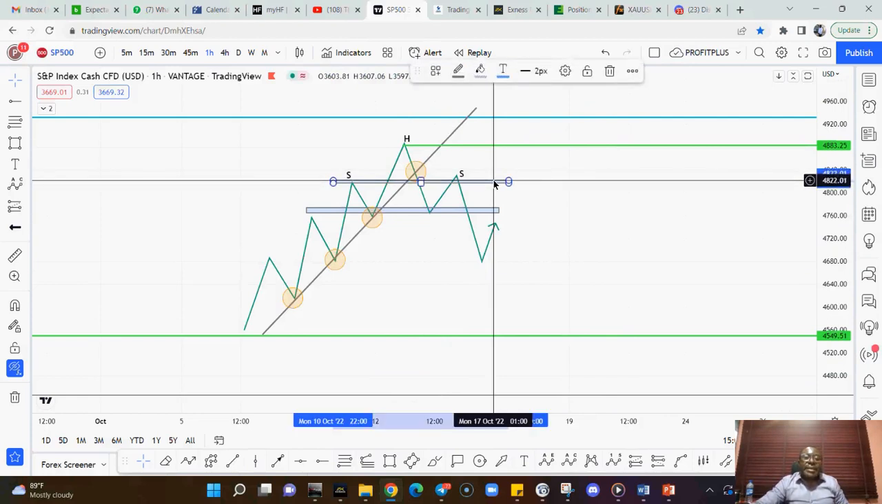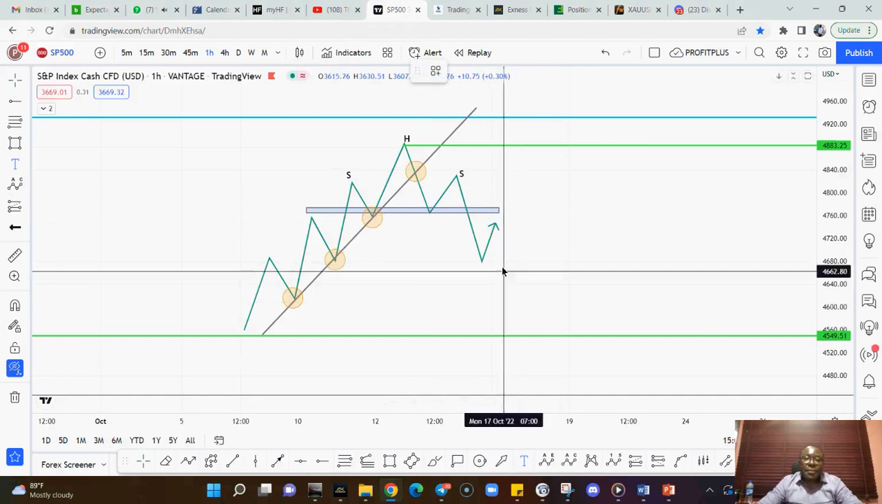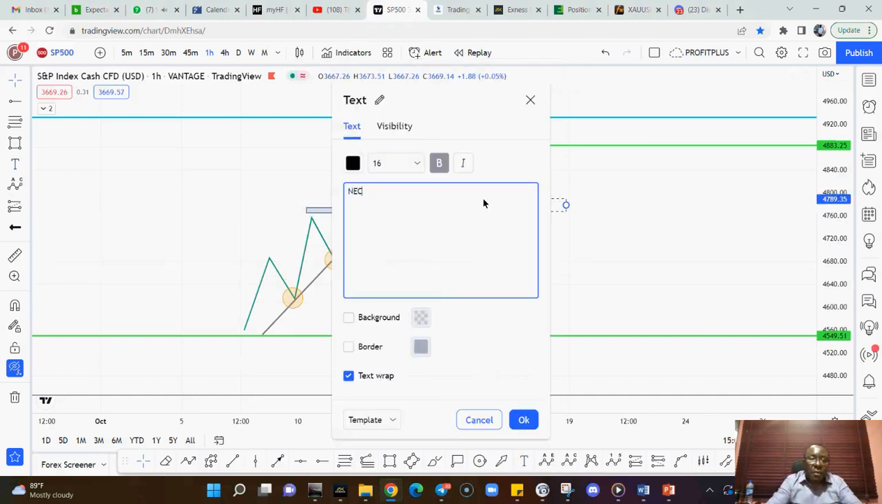Here is the neckline, okay? Here is the neckline.